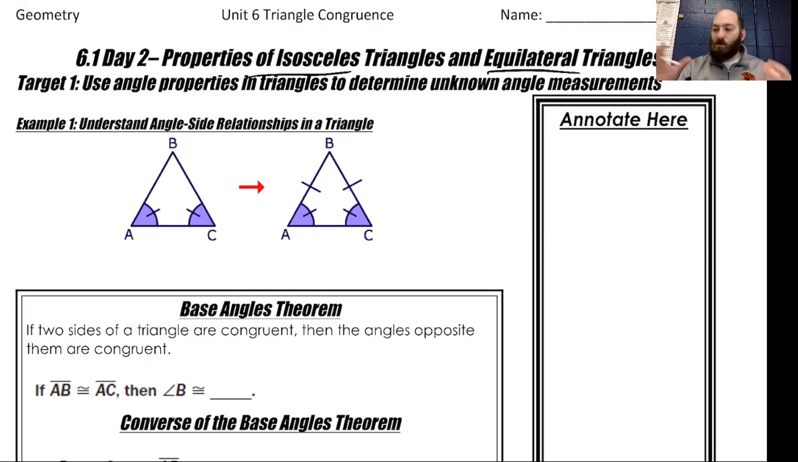Today we're going to be talking about 6.1, day 2, properties of isosceles and equilateral triangles. Now, one thing I don't really like on this is that we didn't define these really. So I'm going to define it right here real quick.